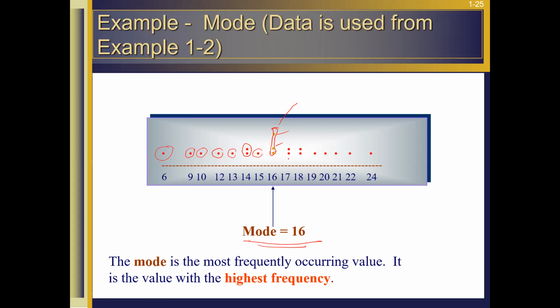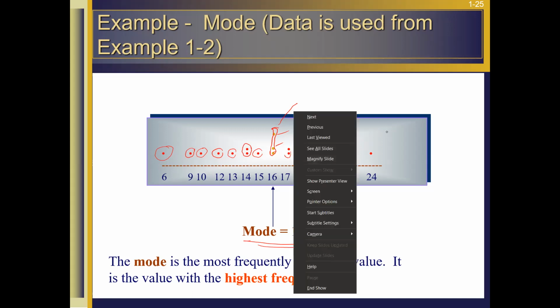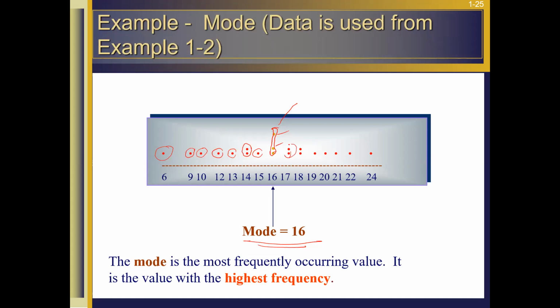Furthermore, for your understanding, you can see there are 2 17s, there are 2 18s here, 1 19, 1 20, 1 21, 1 22, and 1 24. Clear?